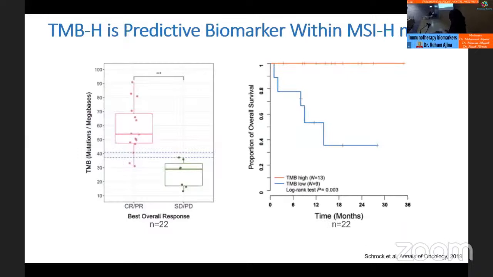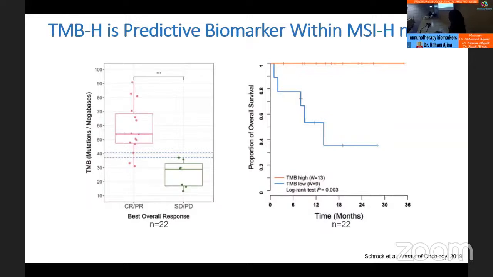In 2019, there was a very nice clinical trial that was presented at ESMO. In this clinical trial, they took 22 patients, MSI high, metastatic CRC, colorectal cancer patients. They stratified those patients into high tumor mutation burden and low tumor mutation burden. Interestingly, they found that patients who are MSI high and TMB high, shown here in pink, were all complete responders and partial responders. Whereas patients who had low TMB, still MSI high, but with low tumor mutation burden, all had stable disease or progressive disease.